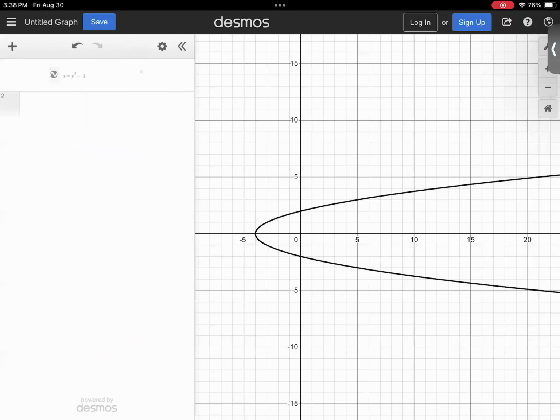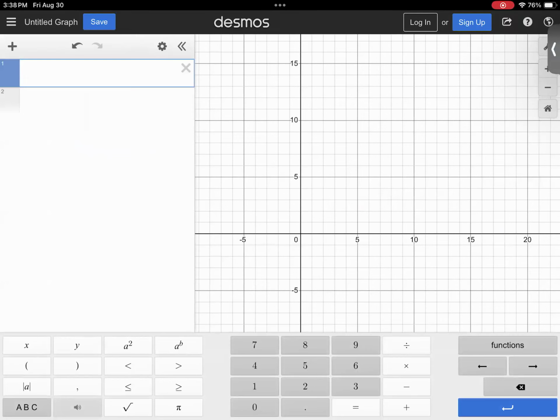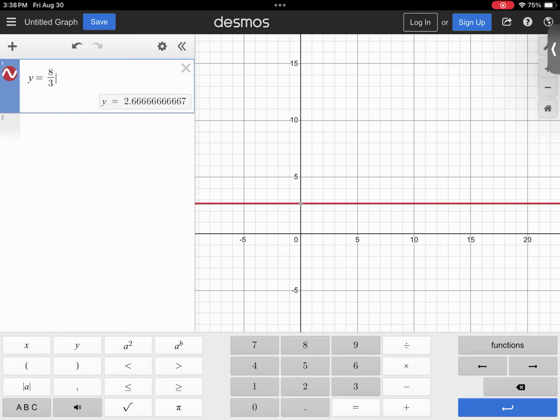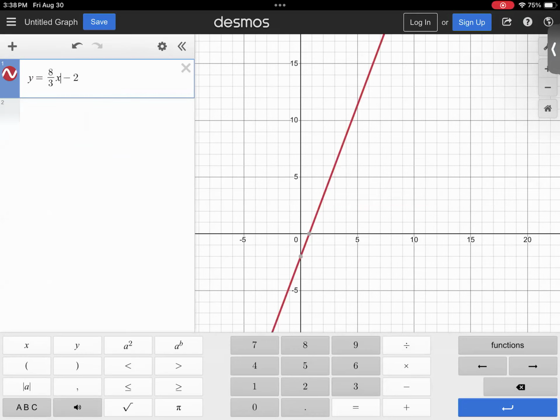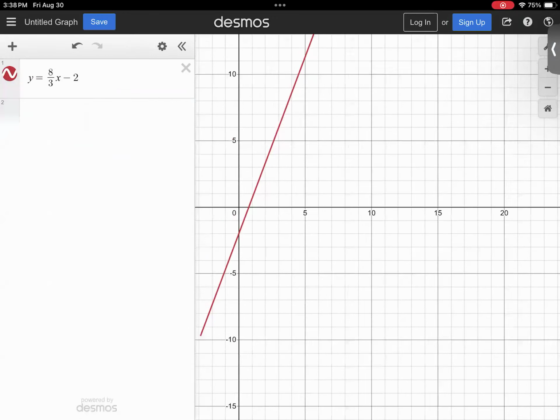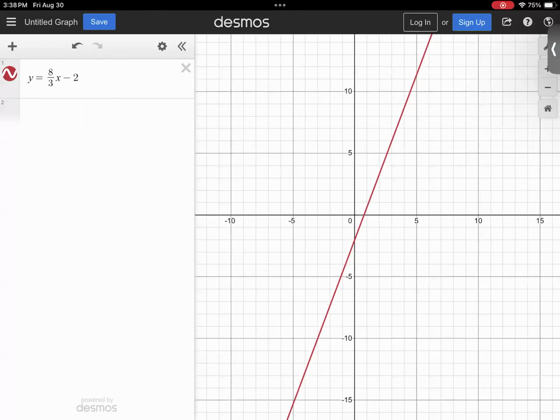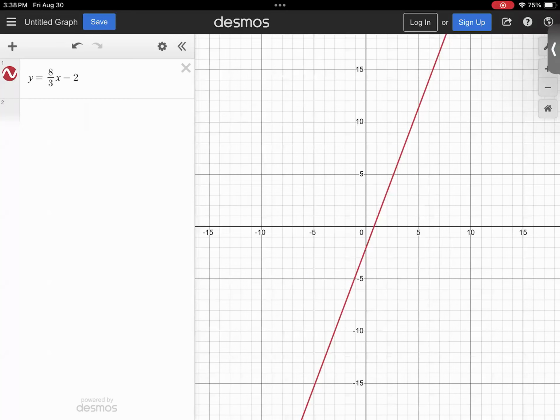Let me clear this out. What we'll have here is y equals 8 divided by 3 x minus 2. Oops, I forgot an x, sorry. And there you go, there's the graph. That's what it looks like. Instead of handwriting everything out, which we could do if this was an algebra class, we're going to apply calculus, so we don't need to spend too much time graphing everything.